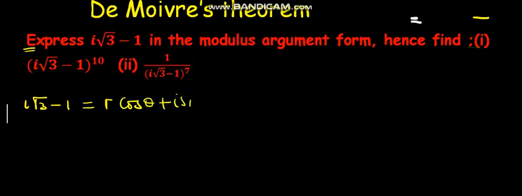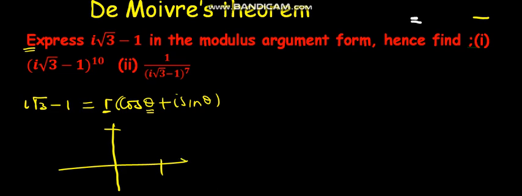Now they've told us to find i√3 − 1 in terms of r(cos θ + i sin θ), where r is the modulus and θ is the argument of the complex number. So we need to sketch, such that we find our argument. This is our real axis and this is our imaginary axis. Along the real axis we have negative 1, and along the imaginary axis we have √3. Therefore we shall plot the points and join.